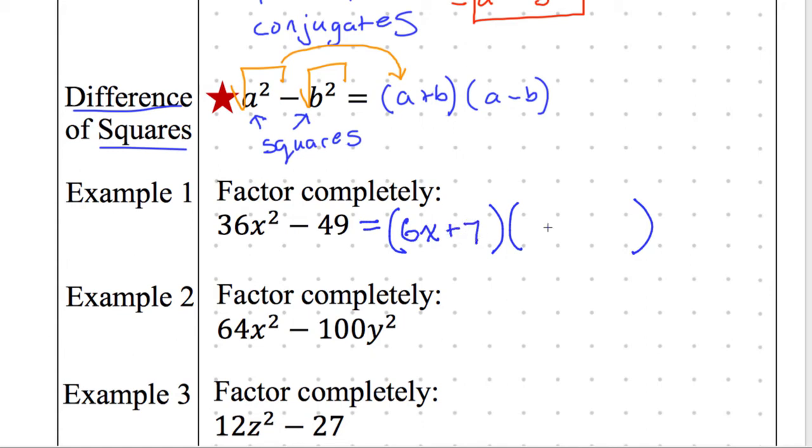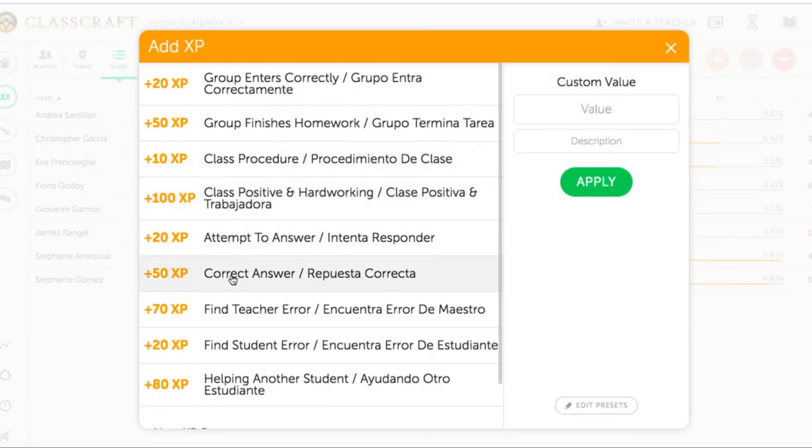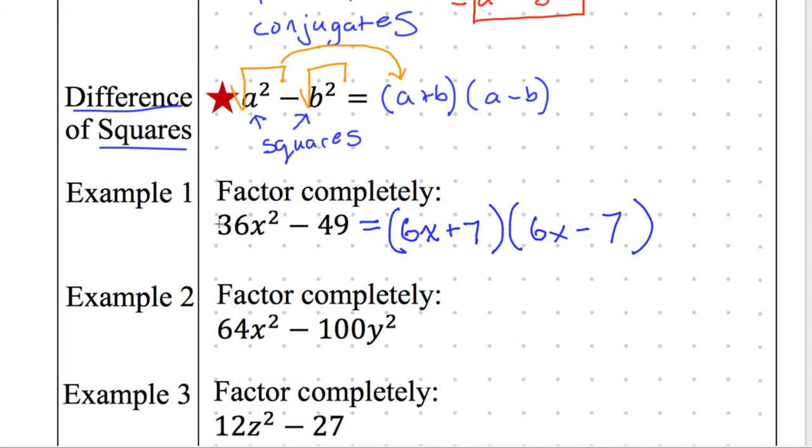6x plus 7 times 6x minus 7. There it is, yeah. Good job, Andrea. There it is, because 36x squared, when I took the square root, I'm really taking the square root of the 36 and the square root of the x squared. That's how square roots work. They're kind of multiplicative. You can separate them if they're being multiplied. Square root of x squared is x. Square root of 36 is 6. Square root of 49 is 7. 6x and 7, those are your 2 terms. And then you have to do the conjugate.